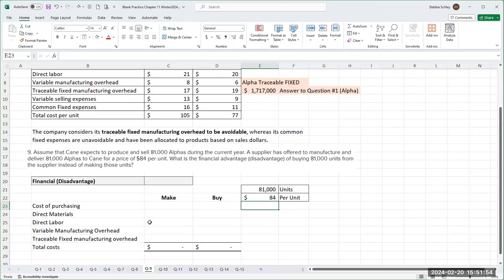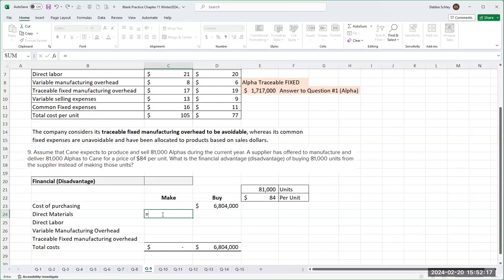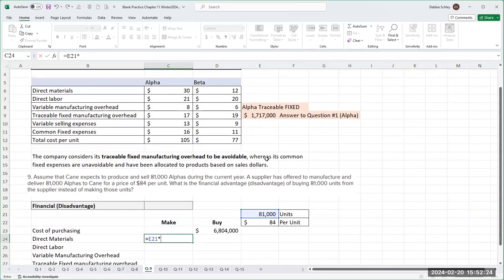So, cost of purchasing only goes under the buy column. And that's 81,000 times the $84 per unit that they just told us. So that's the only thing that has to go in the buy column for us to make our decision. Now, in the make column, direct materials, let's see, we're making alphas. So it's 81,000 units times the direct material for alpha.